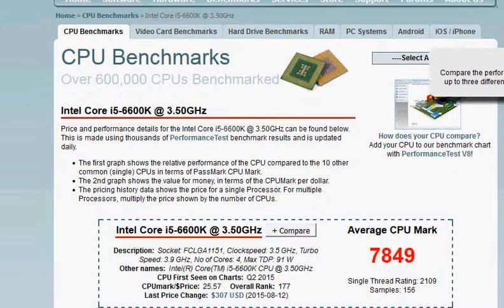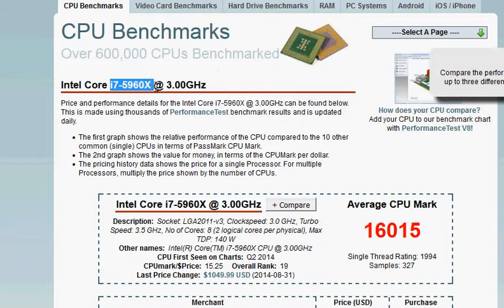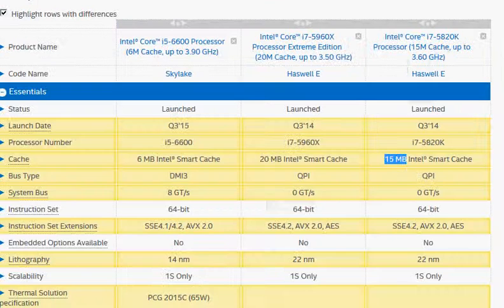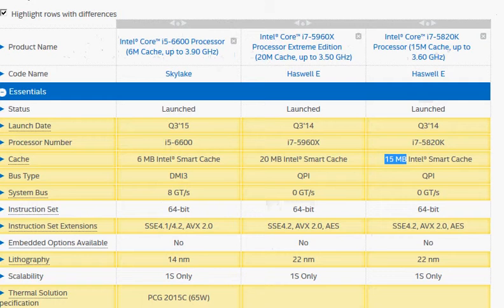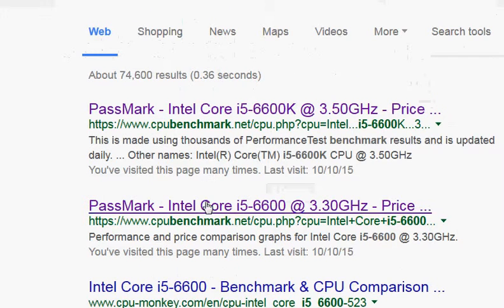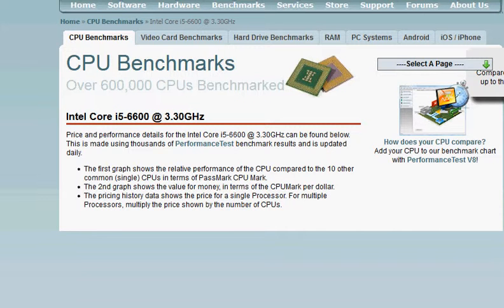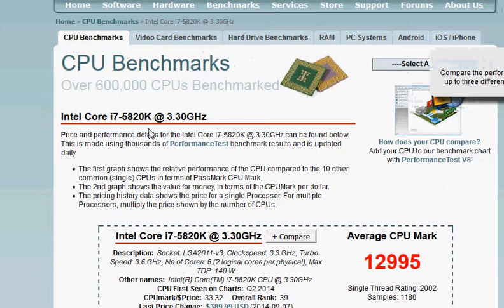So let's take a look at the PassMark score. We have the i5-6600K at 7849 and the 5960X at 16,000, almost double the 6600K. The 6600 is 7328, which is much lower than half the performance of the Extreme Edition. And then we have the 5820K at a decent 13,000 PassMark.